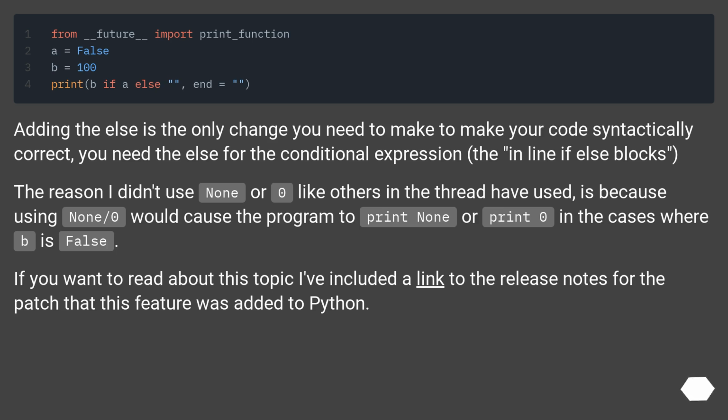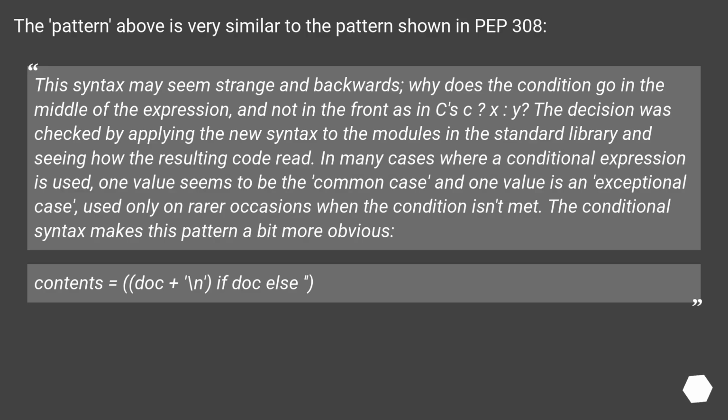If you want to read about this topic, I've included a link to the release notes for the patch that added this feature to Python. The pattern above is very similar to the pattern shown in PEP 308. This syntax may seem strange and backwards. Why does the condition go in the middle of the expression, and not in the front as in C's c ? x : y? The decision was checked by applying the new syntax to the modules in the standard library and seeing how the resulting code read.